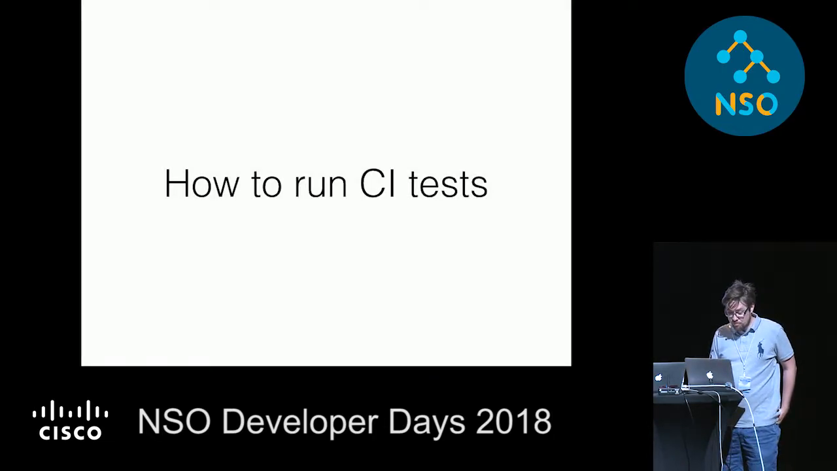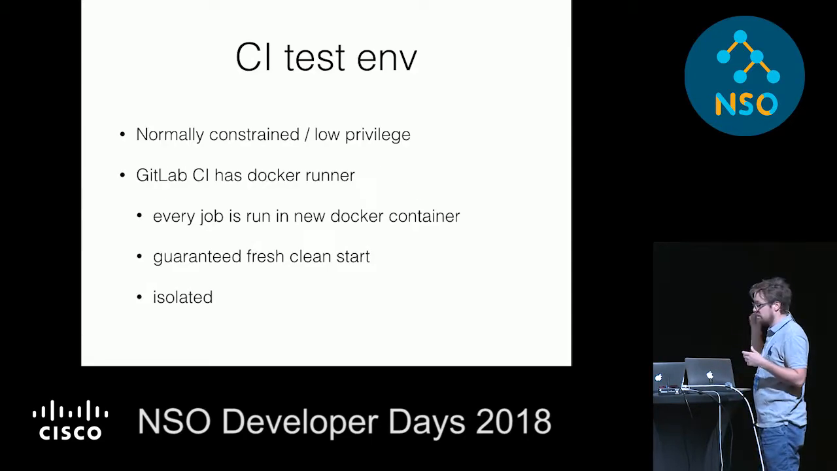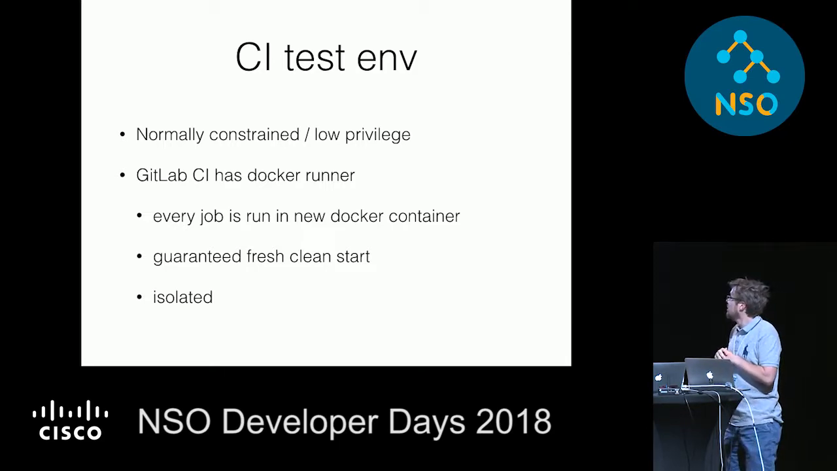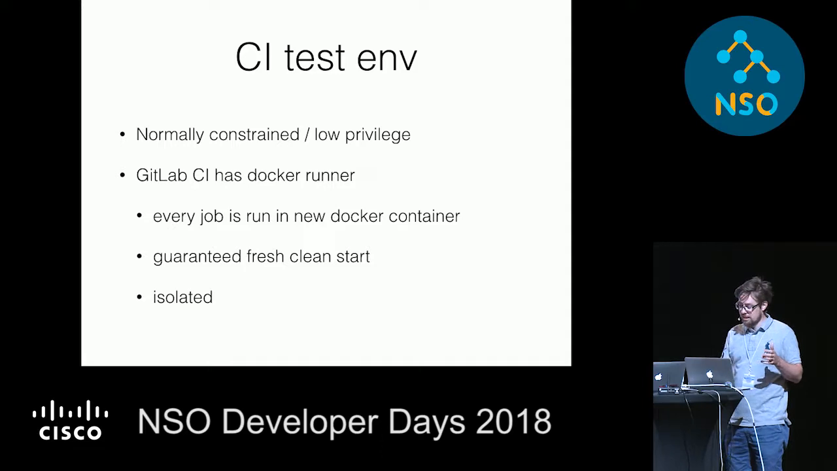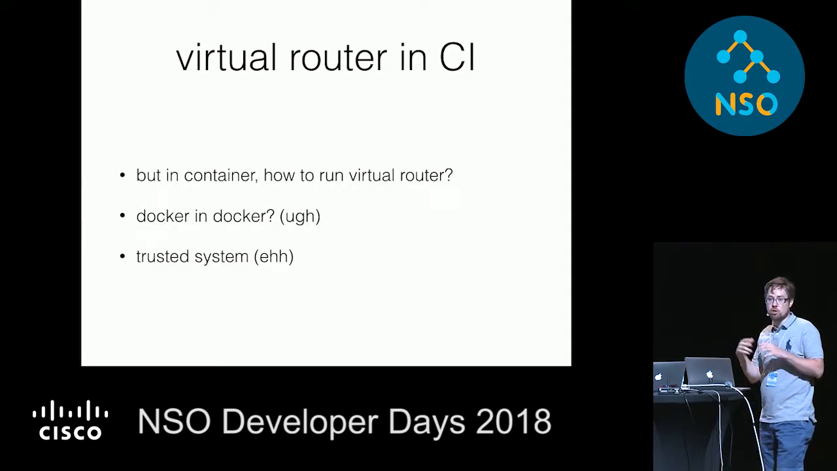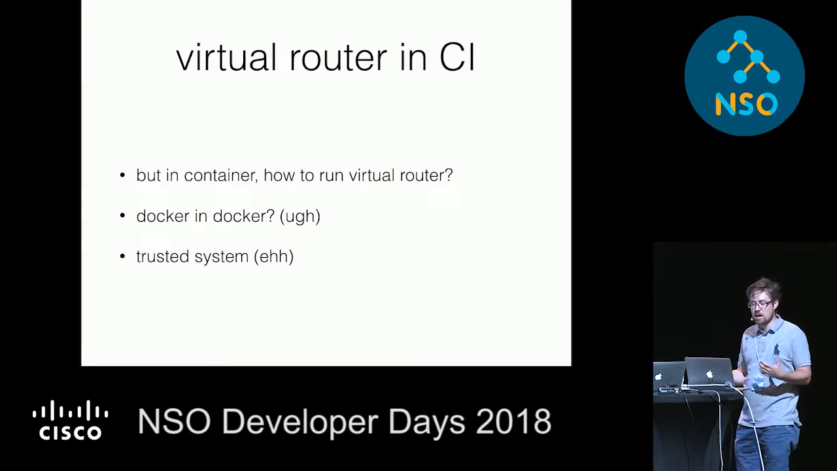Okay. So how to run CI tests? I mean, what we just saw, how does that actually work under the hood? Normally in a CI test environment, you're constrained, or you have this low privilege mode. GitLab CI has a Docker runner, which by default means that every job is run in a new Docker container. It guarantees a fresh, clean start, and it's isolated from everything else, which is super nice. But when we want to run these virtual routers, which are containers themselves, we want to be able to spawn these. So how do we run that? If we're still locked down into this isolated little container for our test, we can't really do that.